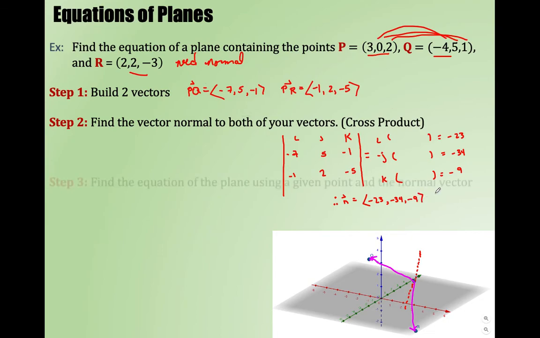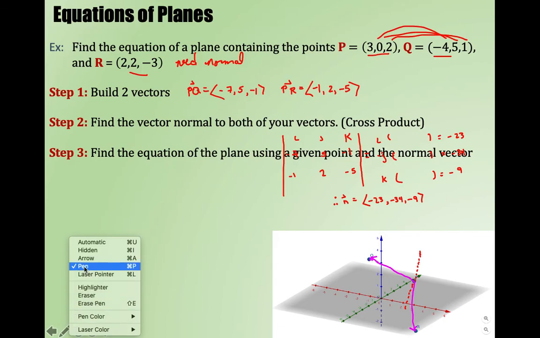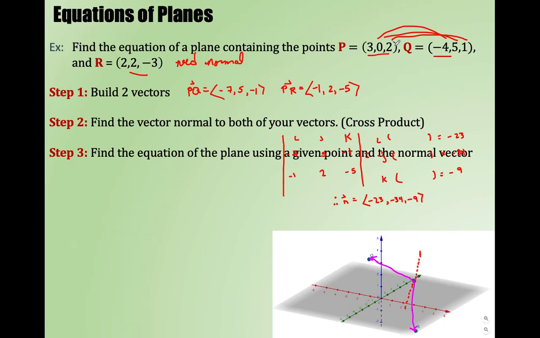And then what do I need to do? Right? Then what I need to do is what I did in the last line. Find the equation of the plane using a given point. Doesn't matter what point you use. And this normal vector. Right, if I just use the first one I'm given and the normal and do what I did on the previous slide.